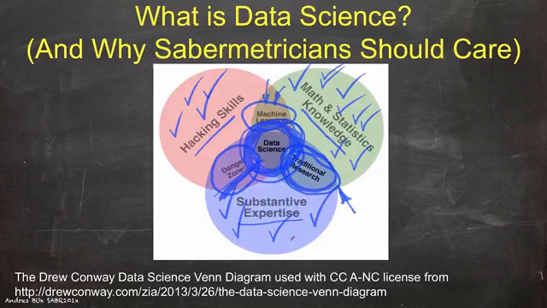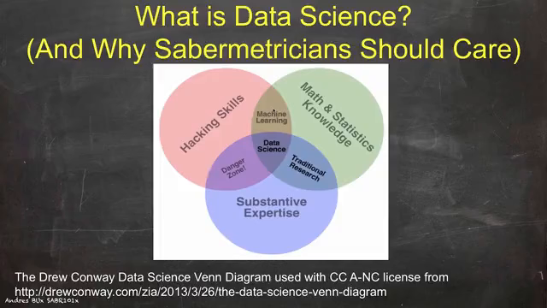You need to be an expert in the field as well. You need to have the right expertise. So, being able to generate well-informed questions and then having the technical skills to be able to answer your questions. These are the key components of good data science. These three circles in this Venn diagram describe what it means to be a very good sabermetrician.